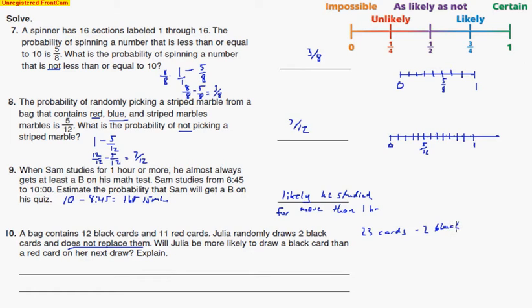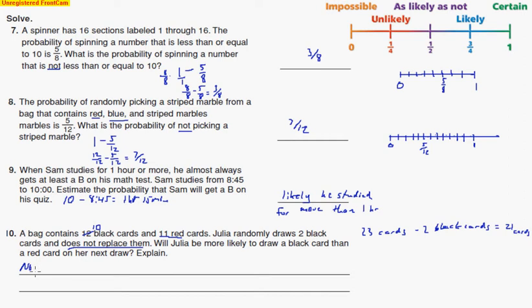So let's see how many cards are left. Well, we have 21 cards left, but how many of each type? Well, we know that since she took 2 away from this 12, now there's only 10 cards that are black. 11 cards are still red. And so now they said, will Julia be more likely to draw a black card than a red card? Well, she's only got 10 blacks and 11 reds. There's more reds than there are blacks. So I would say no.